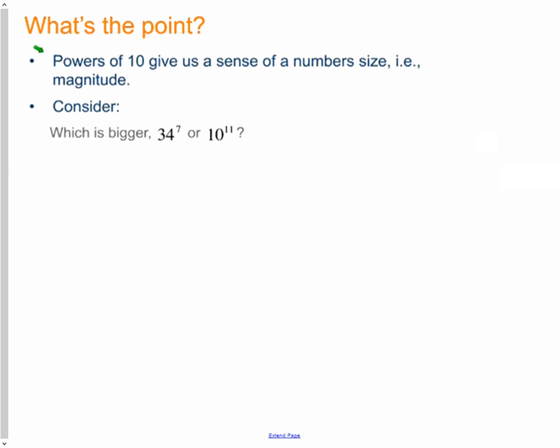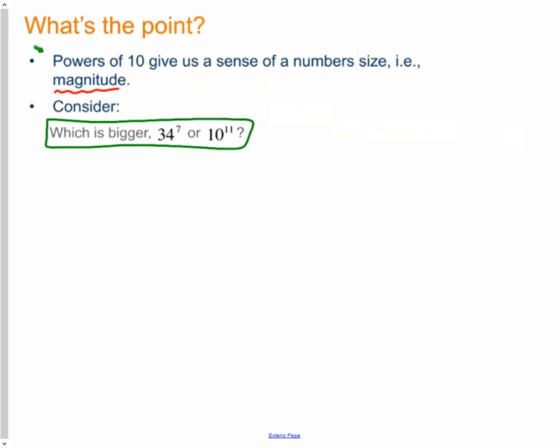So what's the point in all this? Well, powers of 10 give us a sense of number size, or magnitude, which is our keyword for today, magnitude. Consider which is bigger, 34 to the 7th power or 10 to the 11th power. Which one do you think is bigger?